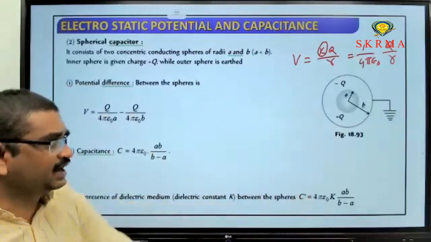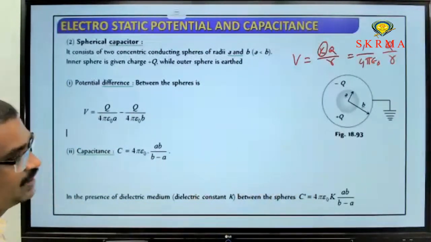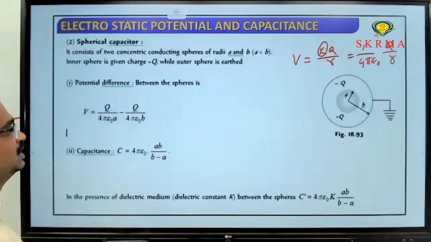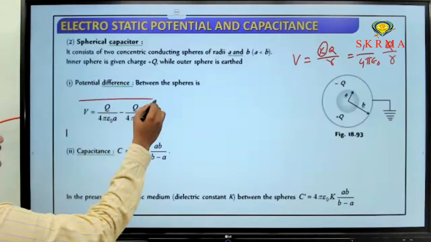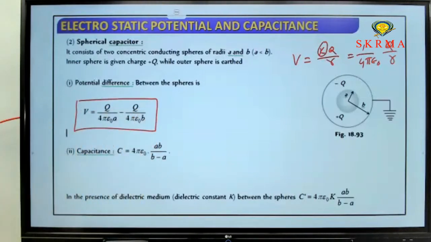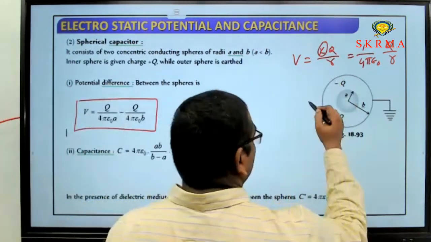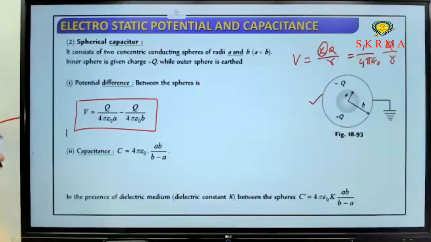Now for this sphere, the inner one has more potential compared to the outer one. So the net potential can be written as the potential due to the inner sphere minus the potential due to the outer sphere. This is the potential of this combination. So V equal to Q by 4 pi epsilon naught into A minus Q by 4 pi epsilon naught into B.